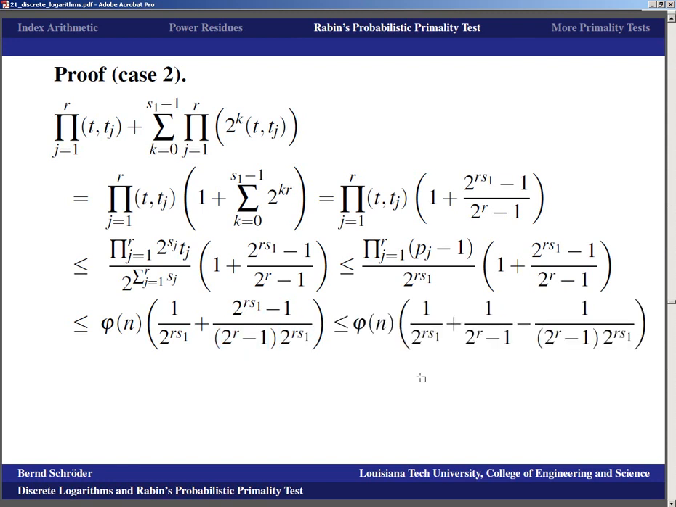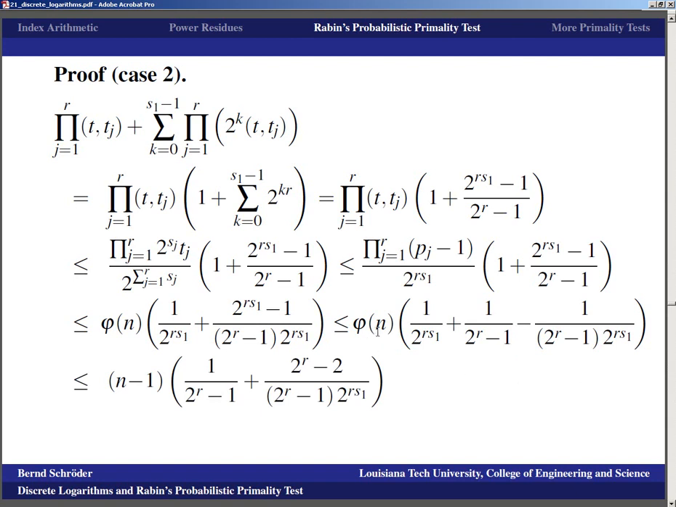Okay, so now we puzzle that apart a bit. Keep the phi of n, keep the 1 over 2 to the r s1. 2 to the r s1 divided by 2 to the r minus 1 times 2 to the r s1 is just 1 over 2 to the r minus 1, and then I've got a minus 1, and that's exactly that one, divided by the denominator. So again, yeah, that's equal, but less than or equal doesn't make it false.